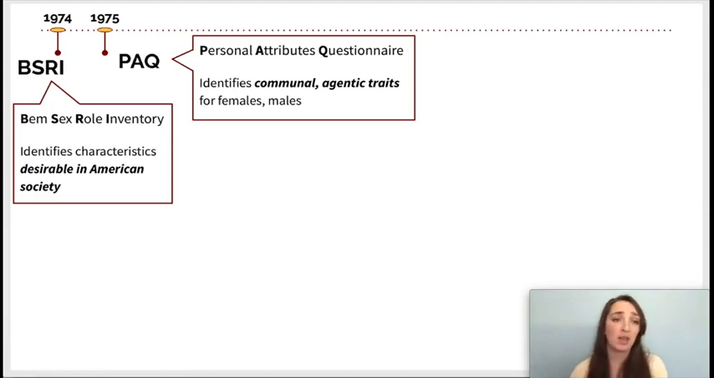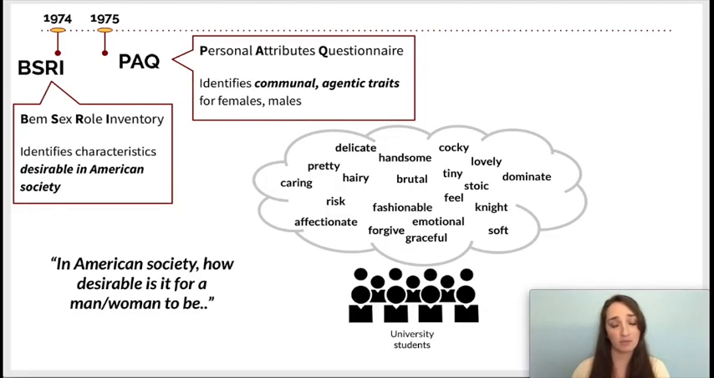So looking back, what started all of this mostly is the BSRI and the PAQ, which are studies done by psychologists back in the 70s that looked into identifying characteristics associated with one gender or the other and what was desirable in US society. So Sandra Bem asked her university students what kinds of characteristics they could come up with off the top of their head that they thought were desirable in US society. And since then, these lists have been used as a state-of-the-art for determining masculine or feminine words in text.